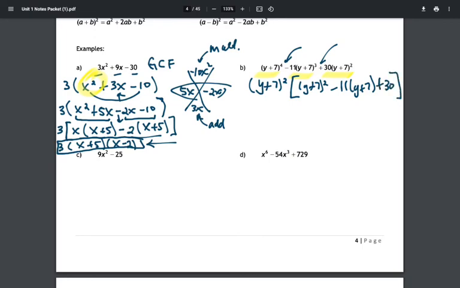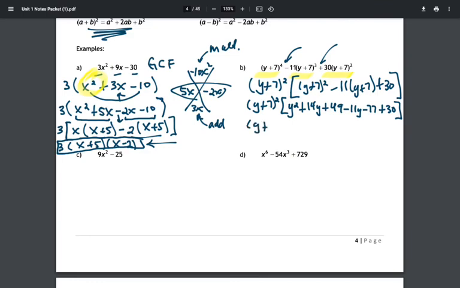All right, now I'm going to keep working on this to simplify it. I'm going to multiply that out inside of here, inside the bracket. Y plus 7 squared, when you multiply it out, that's a perfect square trinomial. So that's going to multiply out to be y squared, plus the middle term, which will be the 7 and the y multiplied together and then doubled. So that's 14y plus 49. Distribute the negative 11, so we get a negative 11y minus 77 plus 30.